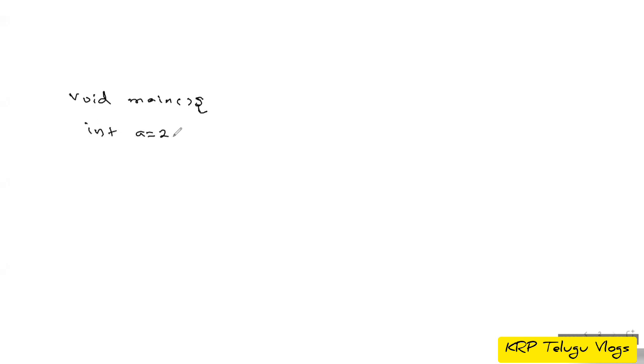int A equal to 2, B equal to 3, C equal to 4. int D is equal to A greater than B and A greater than C. If this is true, where will it go? What will it return? D equals A colon. A is greater, so it has to return A.